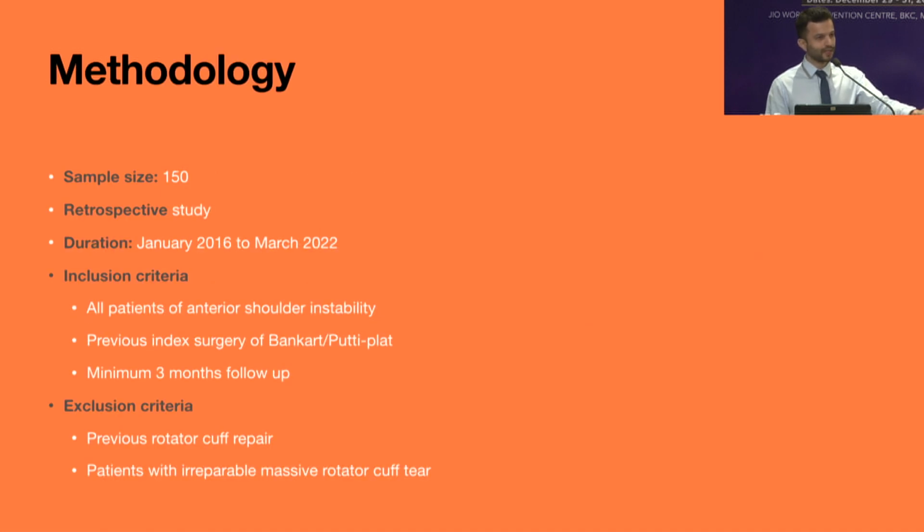So we had a sample size of 150. It was a retrospective study. Inclusion criteria was all the patients with anterior shoulder instability, irrespective of the glenoid bone loss, irrespective of the Hill-Sachs lesion, and who at least had a minimum follow-up of 3 months. Exclusion criteria was any patient with a repaired rotator cuff tear or a massive rotator cuff tear.